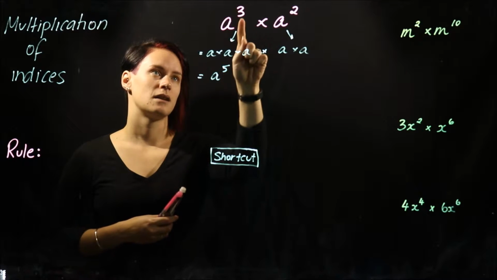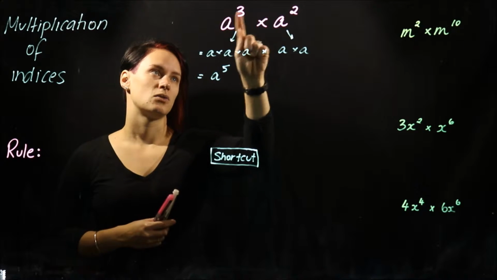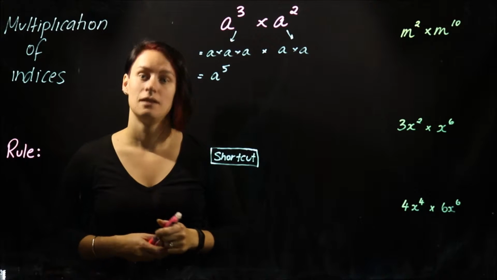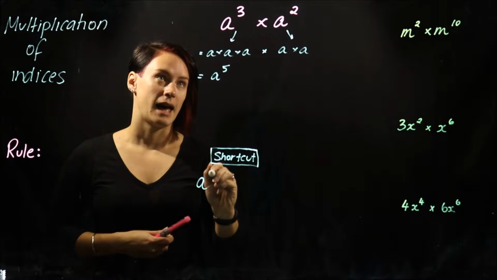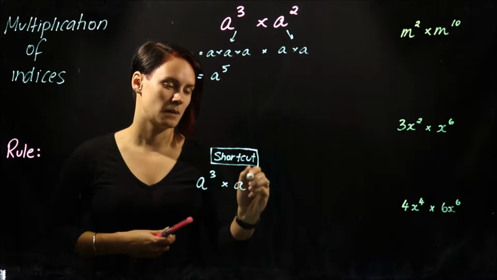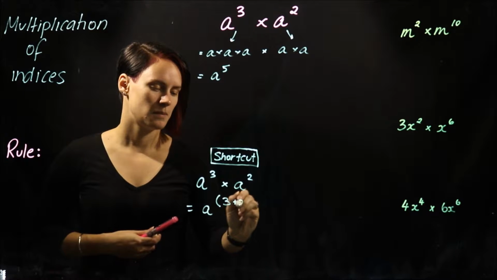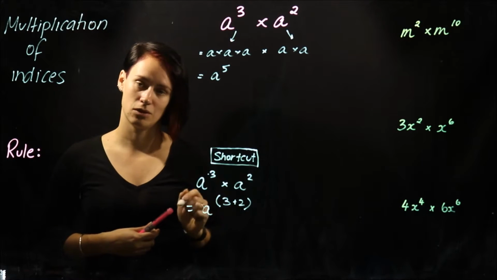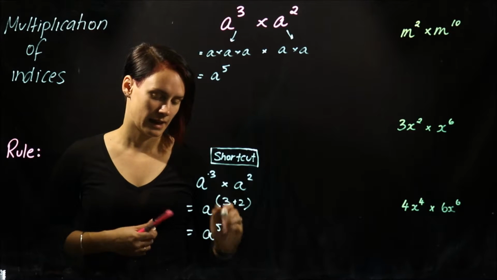So what we need to recognise is what we've done to get this final power of 5 is we've used a bit of a shortcut and we've added together the index up there. So our shortcut looks like this. A to the power of 3 times A to the power of 2 is equal to A to the power of 3 plus 2. We've added these two indices here. All right, we're still going to end up with A to the power of 5.